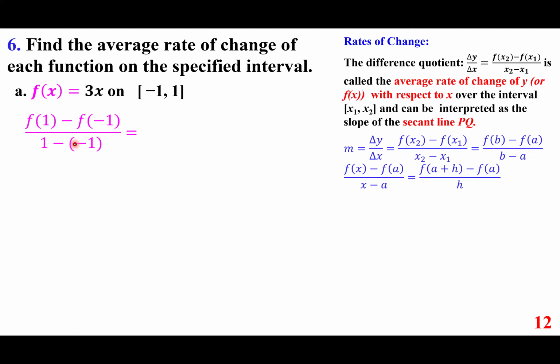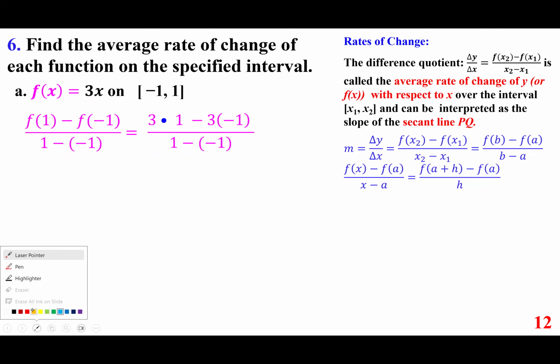And so having said that, you plug in 1, you get 3 times 1. You plug in -1, you get minus 3 times -1. And over here, 1 minus minus 1. Obviously, this is 1 plus 1 is 2. And I hope you see that this is 3 plus 3. And therefore, we have 6 halves or 3. And we are done.